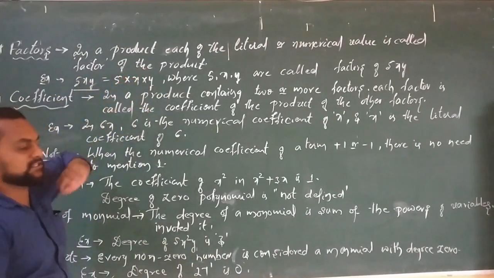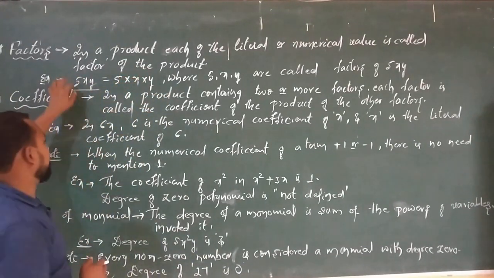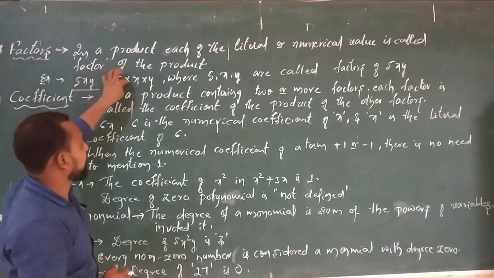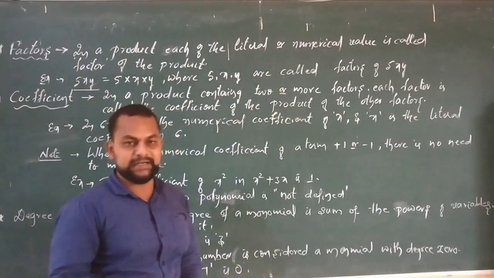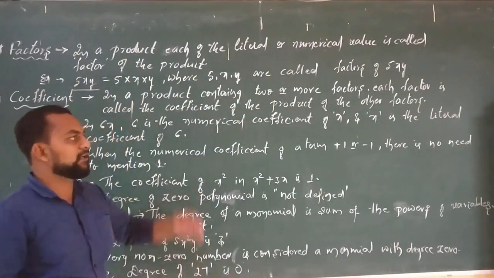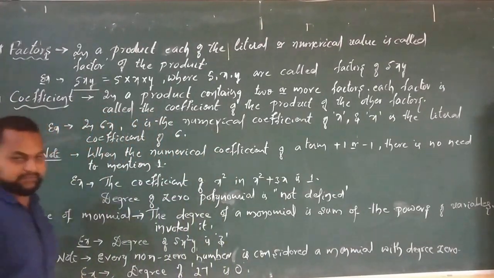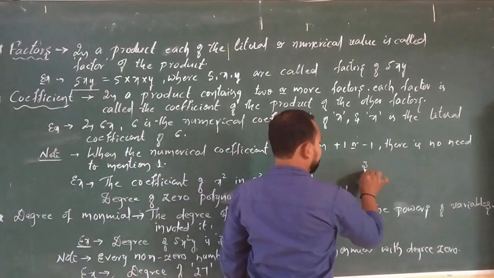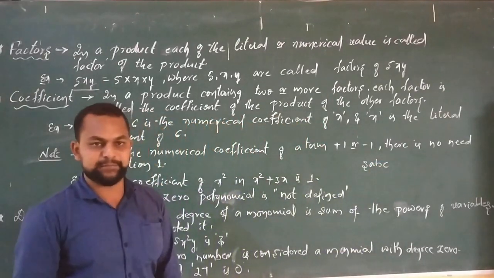Okay. Then multiplication and division do not separate the terms. Here 5xy, 5 into x into y, where 5, x and y are the factors of 5xy. Here for example, 3abc. Okay, then what are the factors of 3abc?